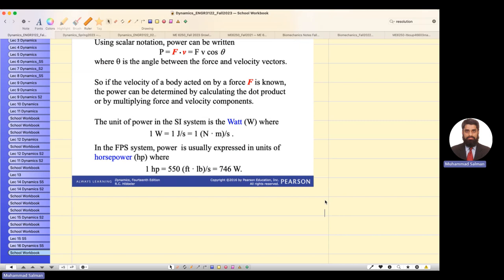And suppose you have power in watts, can you go back to horsepower? Yes, you can, because you know that one horsepower, please write this conversion: one horsepower equals 550 foot-pound per second in the FPS system, and in the SI system it is 746 watts.